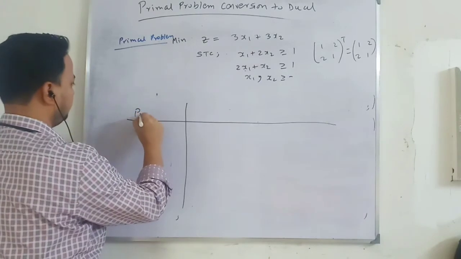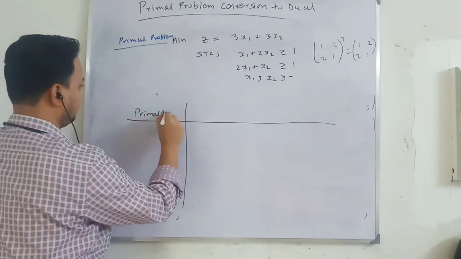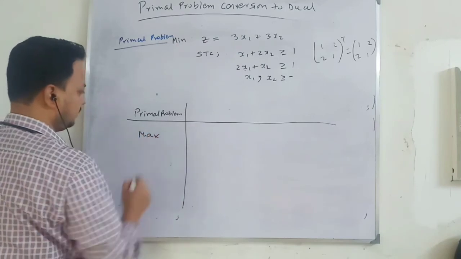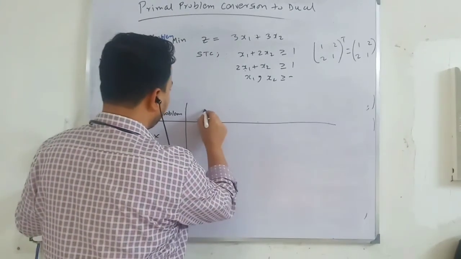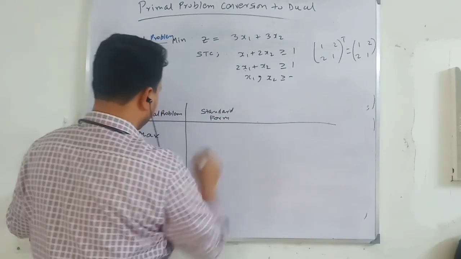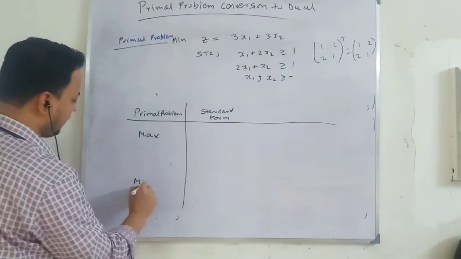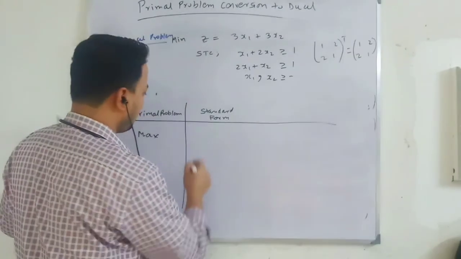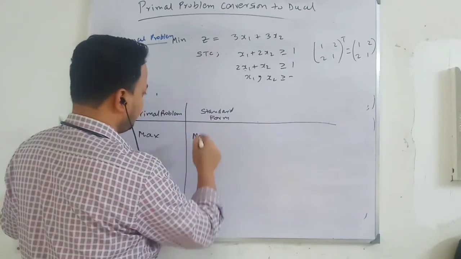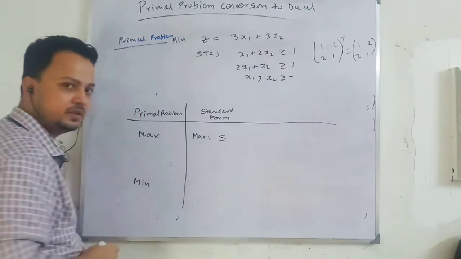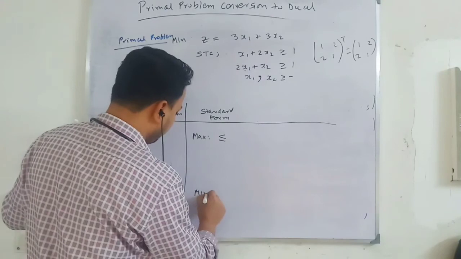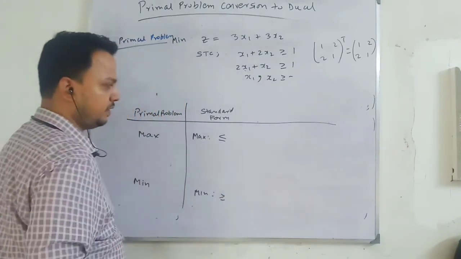So we have primal problem of say maximization. Then what we do, we convert that into standard form. Similarly, we have primal problem in case of minimization. Say maximization of profit. So in case of maximization, in the standard format, we take less than equal to sign in the constraint. In case of minimization, we take greater than equal to sign to convert it into standard form.